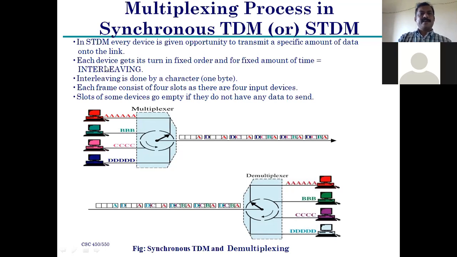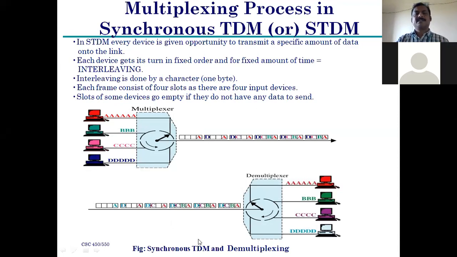Here each device gets its turn in fixed order and for a fixed amount of time. That is called interleaving. Interleaving is done by character, 1 byte. Each frame consists of 4 slots, because 4 users are available, so there are 4 input devices. That's why a 4-slot frame is used. Slots of some devices go empty if they do not have any data to send, even though the frame must contain that empty slot.